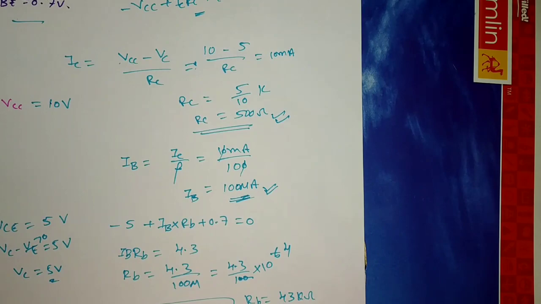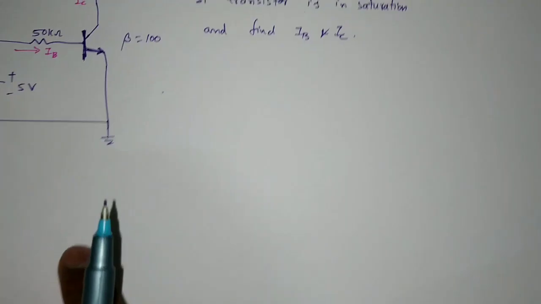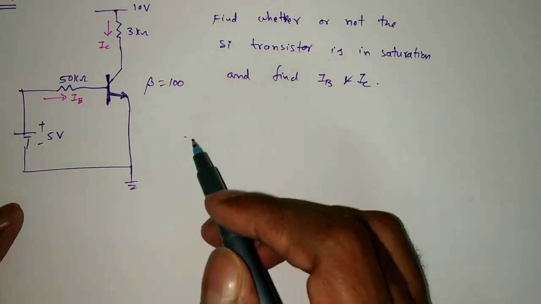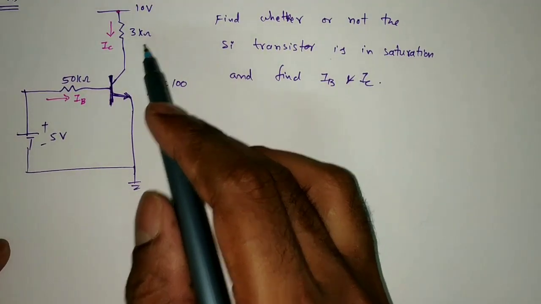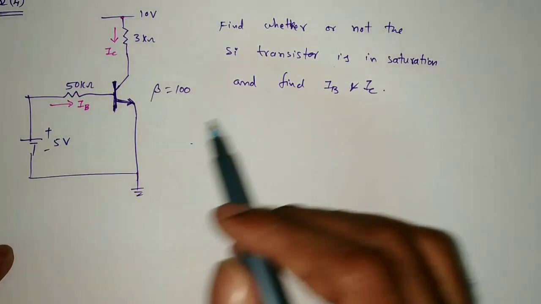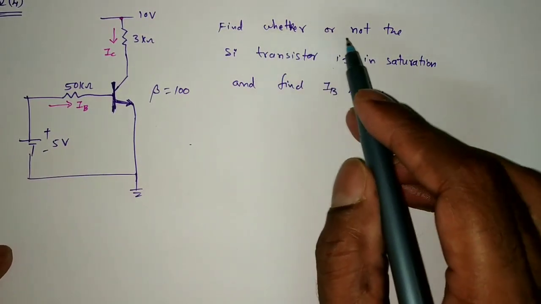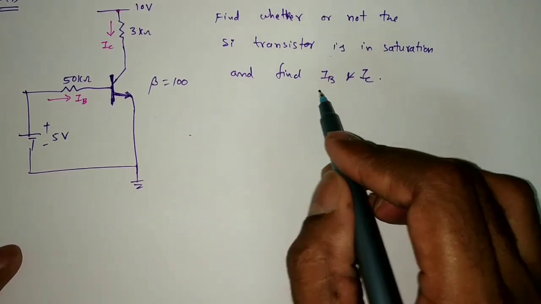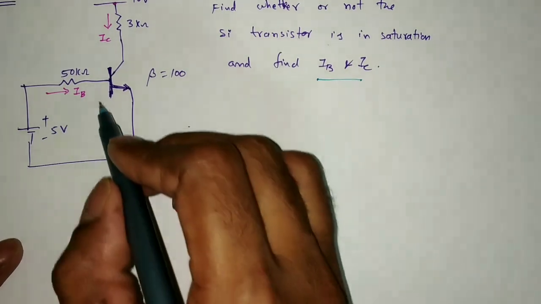Next we'll see one more question. Again, now we need to find the transistor mode of operation. The circuit has 3 kilo ohm, 50 kilo ohm, IB and IC current directions, 5 volts, 10 volts. Find whether or not the silicon transistor is in saturation, and find IB and IC. Beta is given. Very simple.